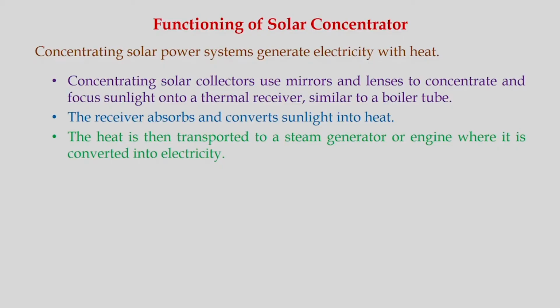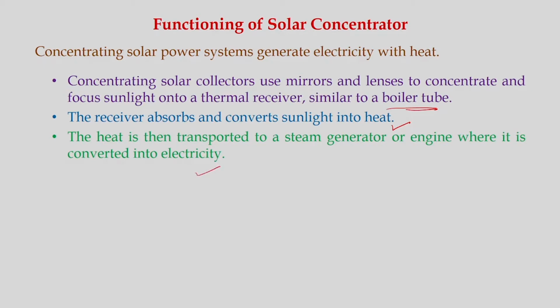So, how does this solar concentrator work? A concentrating solar power system generates electricity with heat, that we must know. Concentrating solar collectors use mirrors and lenses to concentrate and focus sunlight onto a thermal receiver similar to a boiler tube in a conventional power plant. The receiver absorbs and converts sunlight into heat. The heat is then transported to a steam generator or engine where it is converted to electricity.